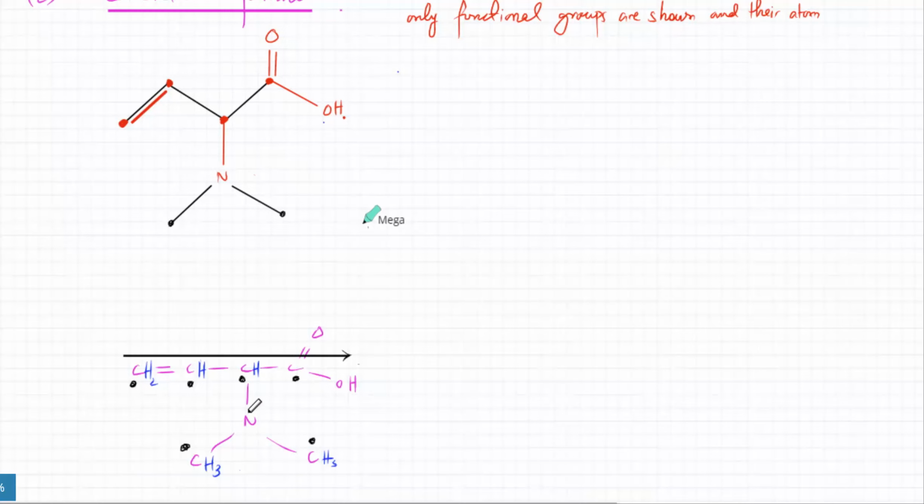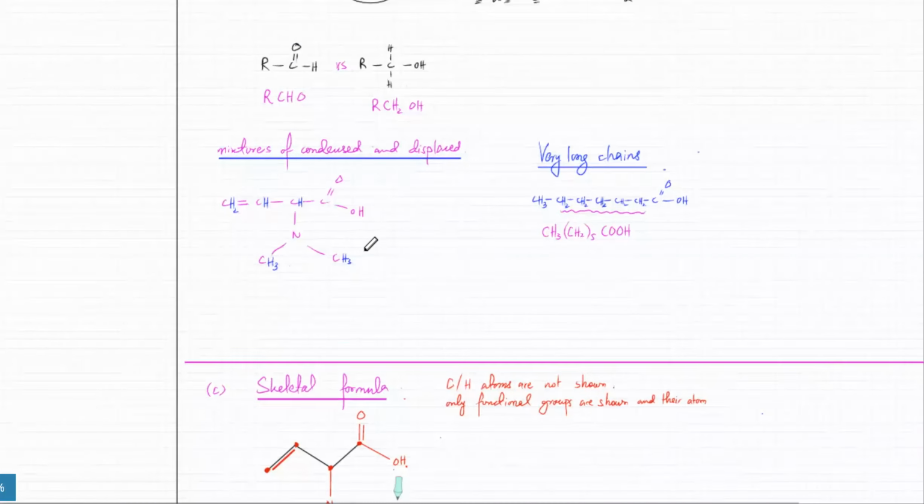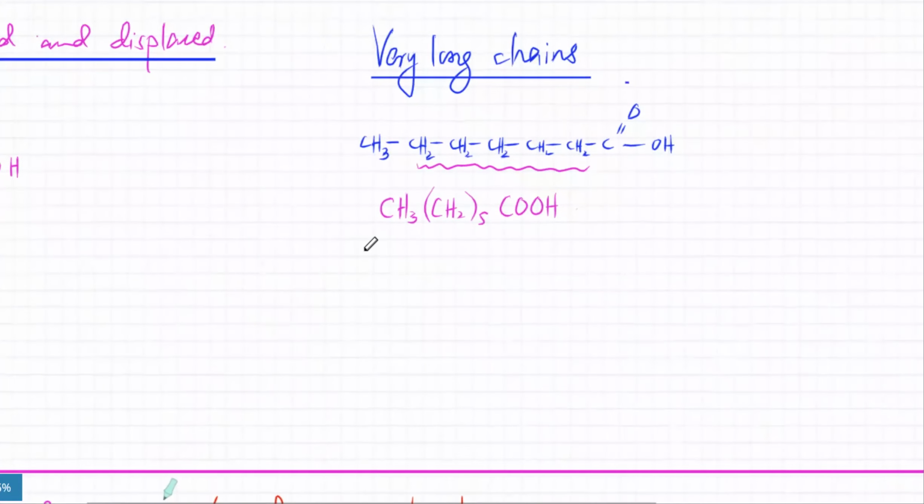Third one, there's an N, so you have to draw the functional group N. And on that, there are 2 more carbon atoms, so there are 2 more dots attached to it. So in this way, we can write the skeletal formula of any molecule.